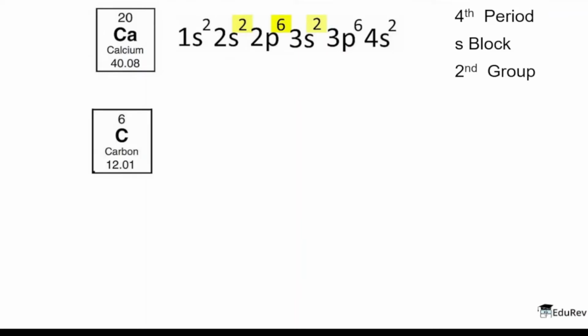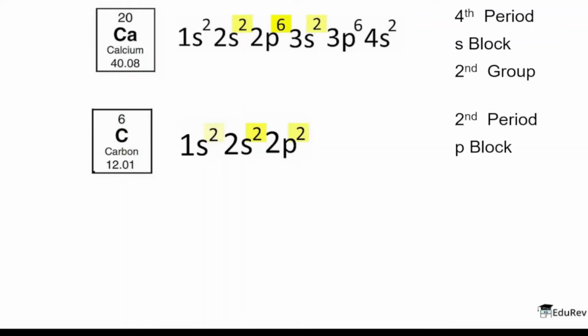Talking about carbon, this is what the electronic configuration of carbon looks like. Since 2 is the valence shell, it belongs to the second period. And since the valence subshell is P, it belongs to the P block. And now we have to talk about what group it belongs to, and this is when you have to clearly stop. When you have any element which belongs to the P block, you need to be extra careful.